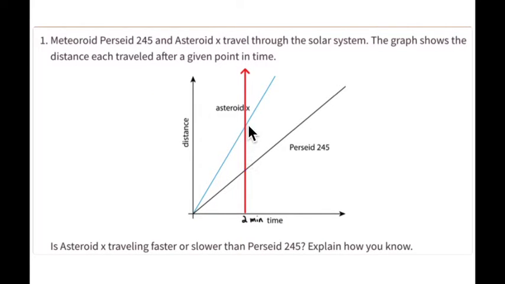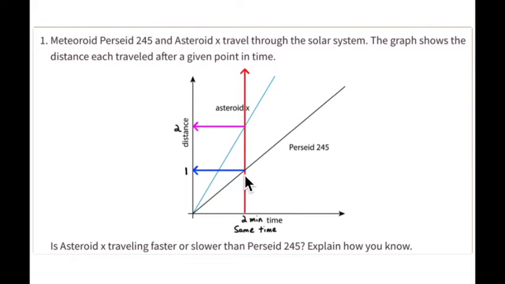Now, another way to look at the same problem is to look at the same time. Look at 2 minutes rather than same distance. Look at how far each travels in 2 minutes. So in this case, for 2 minutes, go up to the graph for Perseid 245, and this is going to give you the distance over here. And you go up to asteroid X, and this is going to give you the distance over here. So in 2 minutes, which is the same time for each, Perseid 245 travels 1 unit, let's say 1 mile, and asteroid X in 2 minutes travels 2 miles. So asteroid X in that same amount of time, 2 minutes, travels twice as far. Perseid 245 travels half the distance.